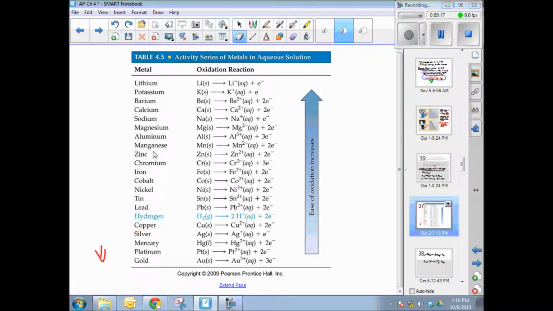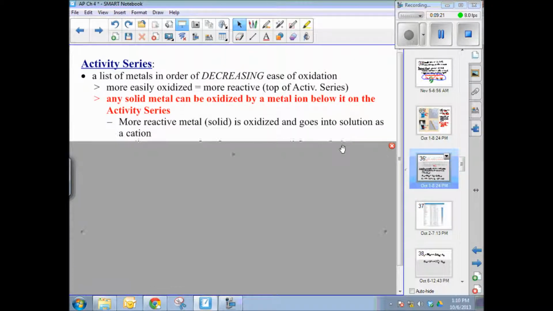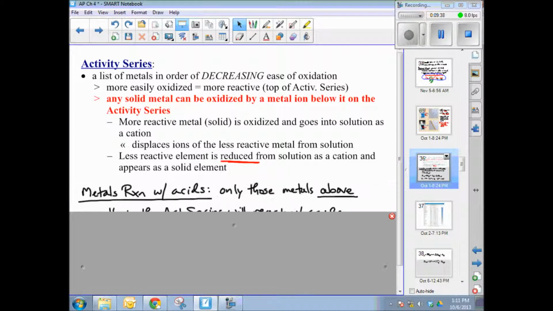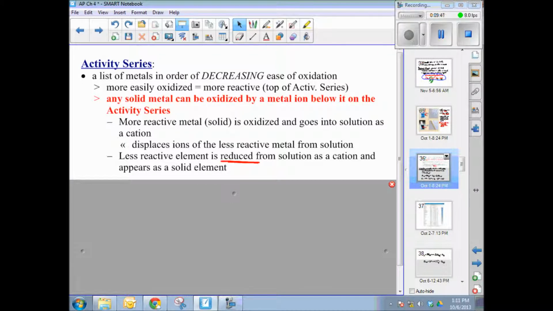So let me erase this and go back to the slide of notes so we can write a few things down. So the more reactive metal is oxidized and goes into solution. That's the material higher up on the activity series. And it donates its electrons to the less reactive metal, which is lower down on the activity series. And the less reactive metal is then reduced from solution and appears as a solid element.